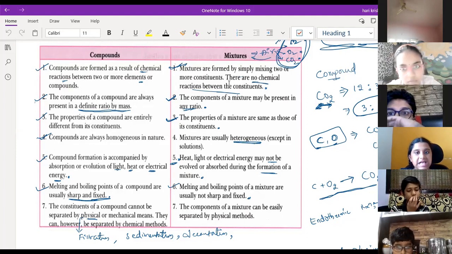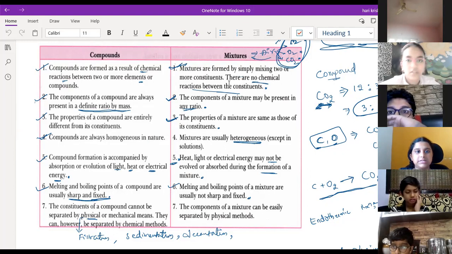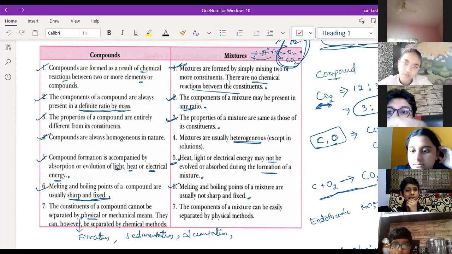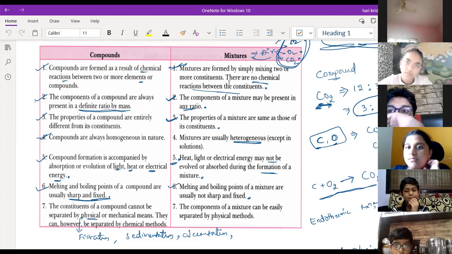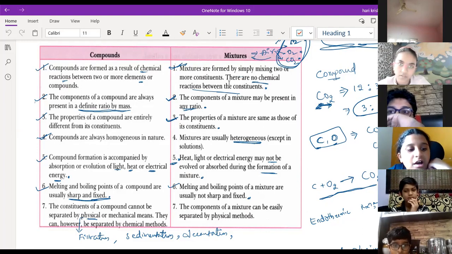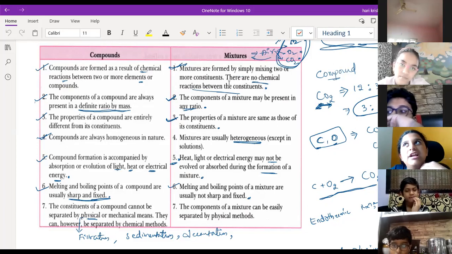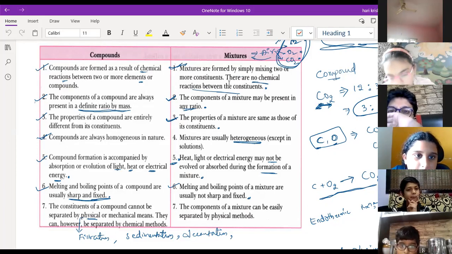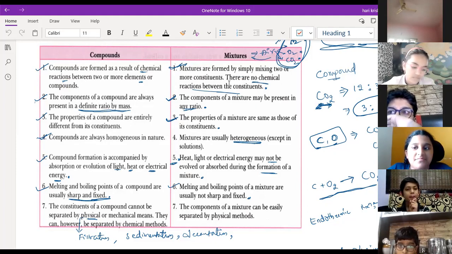Suppose you want to form water. What is the formula of water? Anyone? What is the formula for water? Sir, H2O. Not hydrogen dioxide, it is different. Hydrogen and oxygen. So we can say H2O means water. That's the simple formula. To form water, we require two hydrogens and one oxygen.